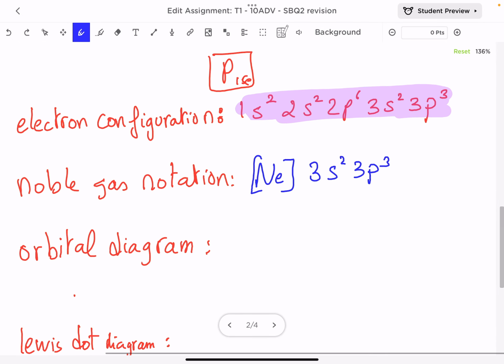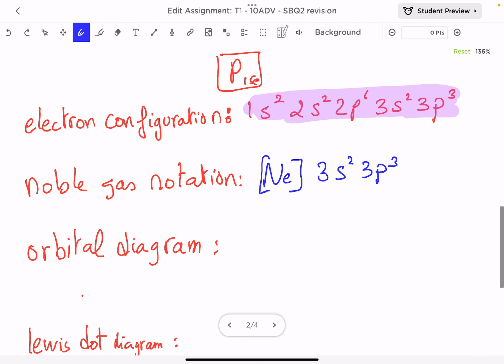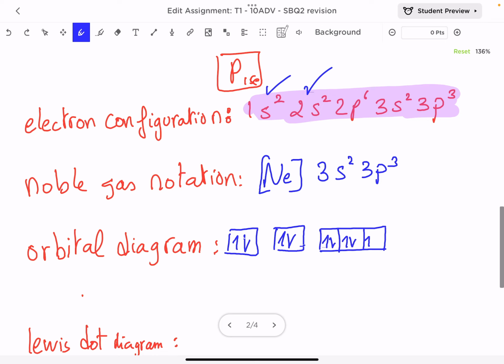Orbital diagram means you need to draw the orbitals. You need to draw the 1s2, the 2s2, the 2p6, and so on. So here's the first one, 1s2, done. Here's the second one, 2s2, done. Here's the 2p6. You have to draw every orbital the correct way. So p has 6 electrons. I'm done with 2p6. And now again, 3s2.